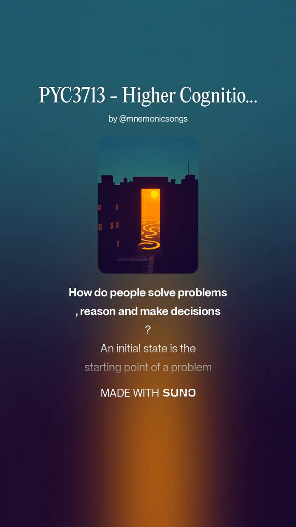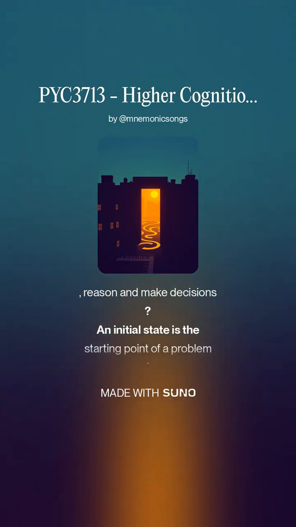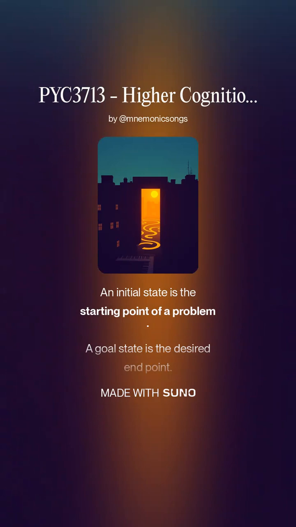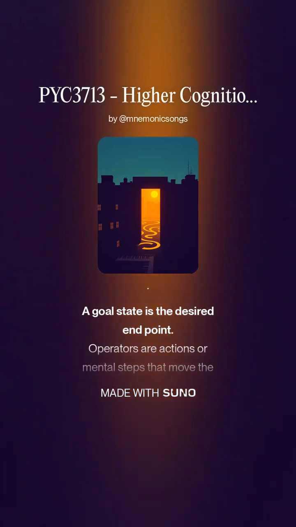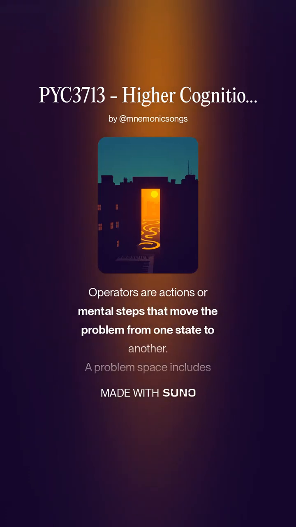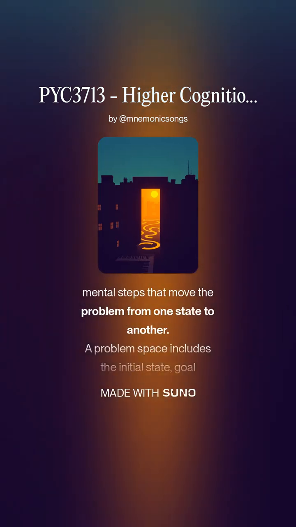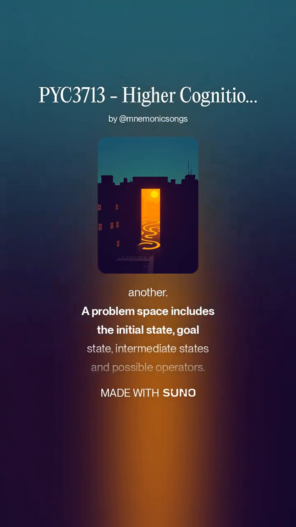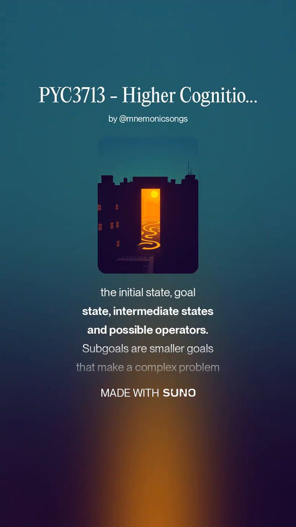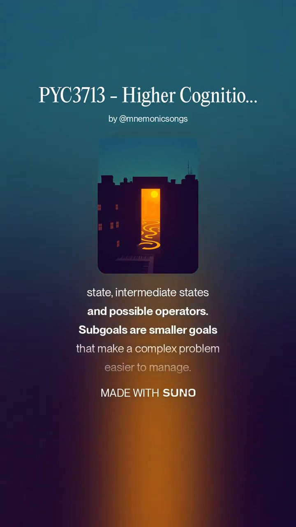where people solve problems, reason and make decisions. An initial state is the starting point of a problem. A goal state is the desired endpoint. Operators are actions or mental steps that move the problem from one state to another. A problem space includes the initial state, goal state, intermediate states, and possible operators.